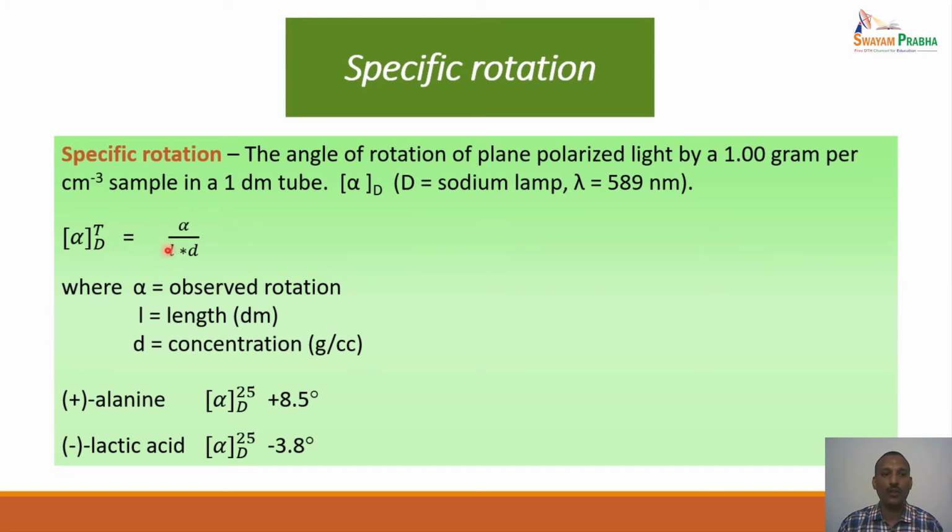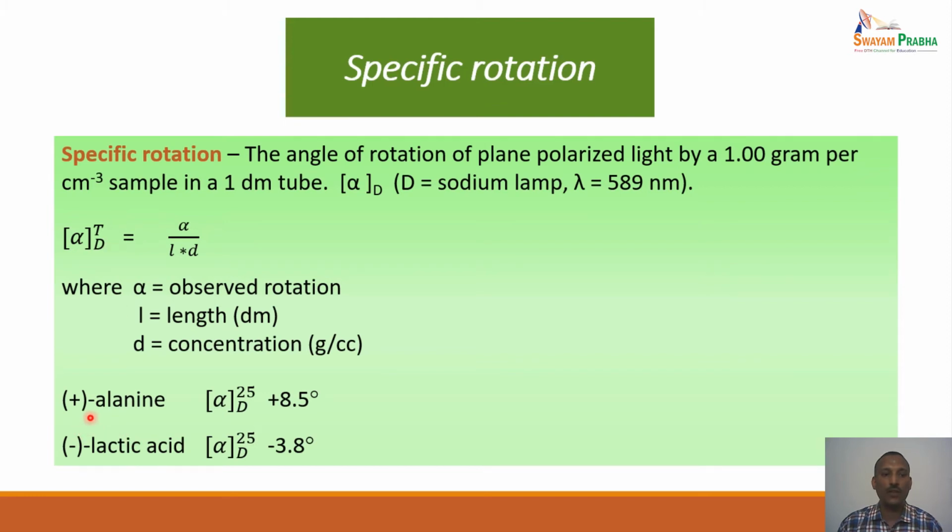are using constants, that is, the length of the tube is 1 decimeter and the concentration is also fixed, gram per cc or gram per ml. This is also a fixed value. So that means the optical rotation whatever we obtained can be reported very easily in terms of specific rotation.